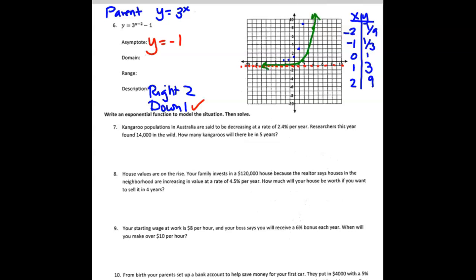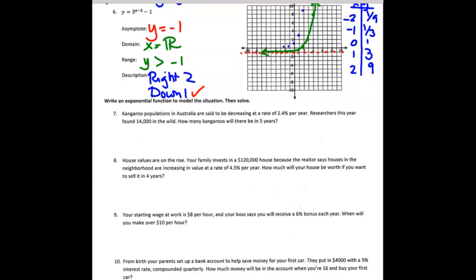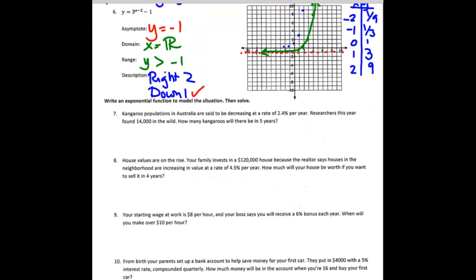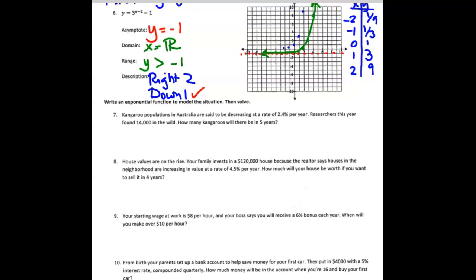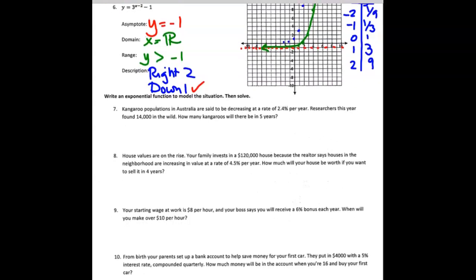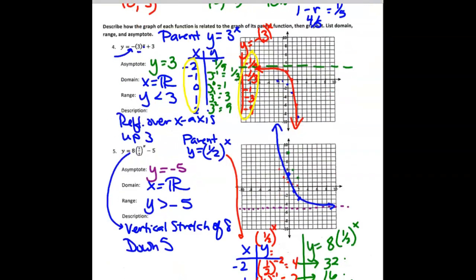Okay, domain, x equals all reals. Range, my y values are all above -1. All right, so that's the first part of our chapter. We looked at graphing exponential growth and decay curves. This would be an exponential growth curve. As we move to the right, our points are getting higher. And our previous question here, number 5, would have been exponential decay.